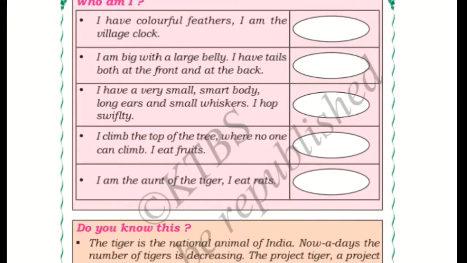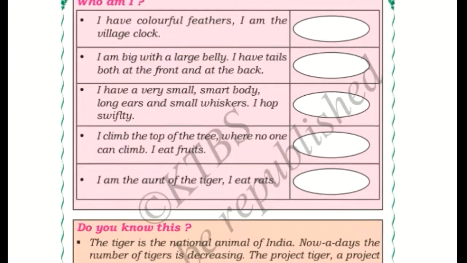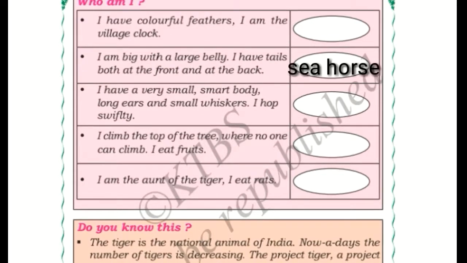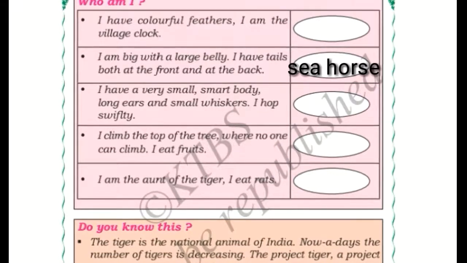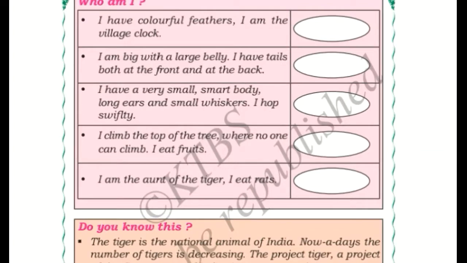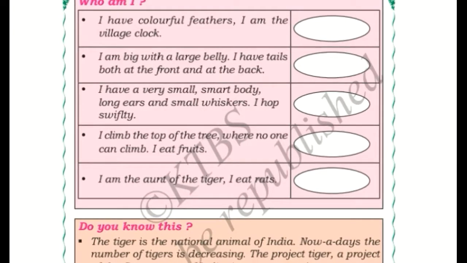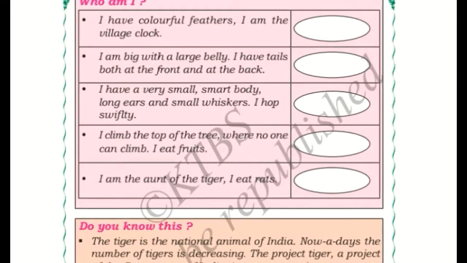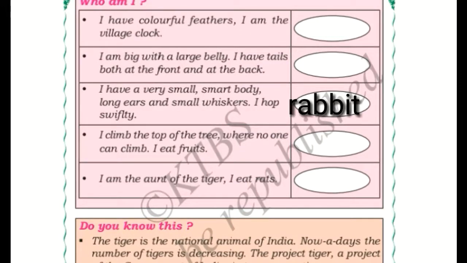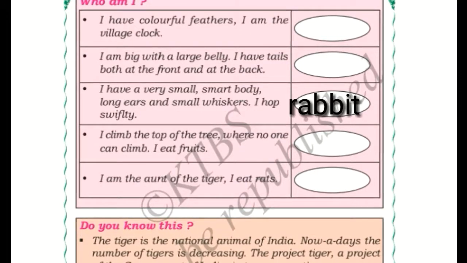I am big with a large belly. I have tails both at the front and at the back. The answer for this is seahorse. Seahorse has a large belly and a tail at the front and the back. Next question. I have a very small, smart body, long ears and small whiskers. I hop swiftly. Which animal hops swiftly? Rabbit. Yes. So we will write rabbit.